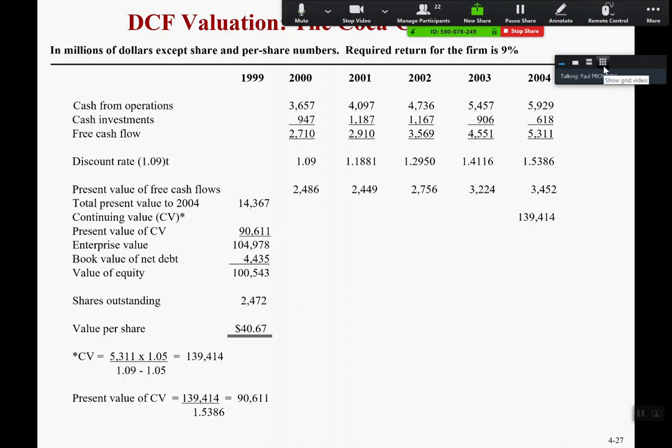Okay, any questions on that discounted cash flow valuation?